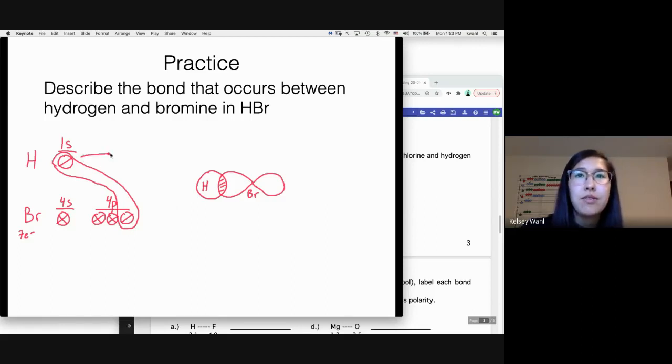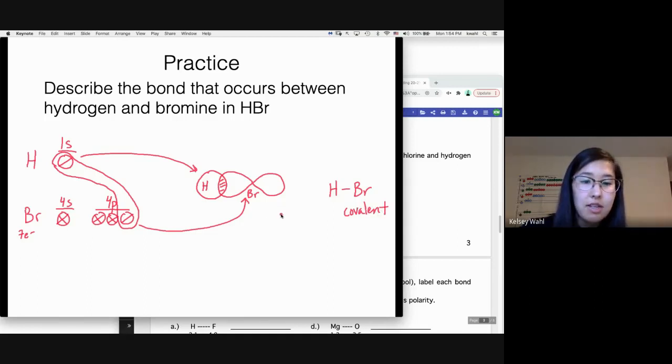So this 1s orbital, that's why that one's a circle. And this 4p orbital is the dumbbell. So then what we also want to include is this bond between the H and the Br, right? This bond, they're sharing electrons, so it's covalent, but it's not an even sharing.